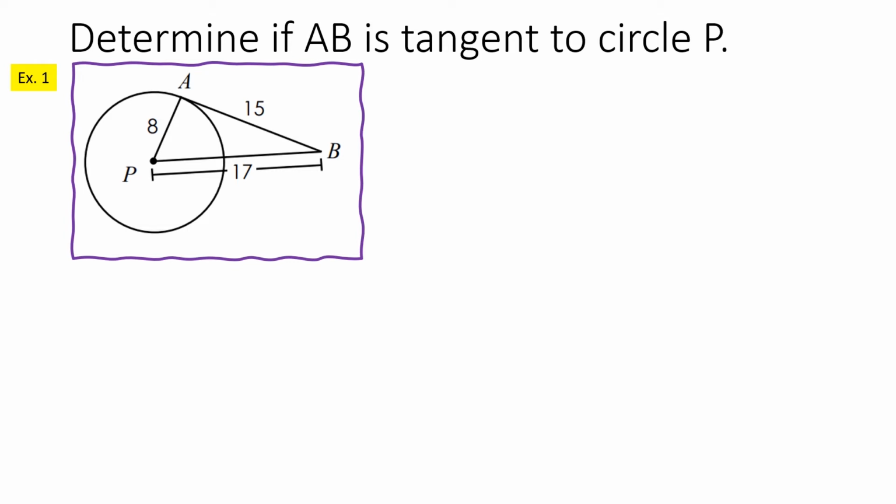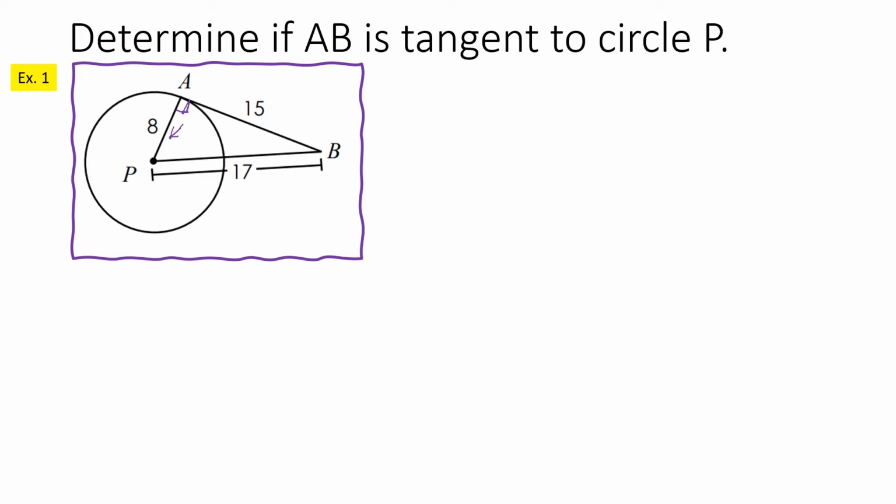And for our first example here, it says determine if AB is tangent to circle P. And the way we determine that is looking at the triangle here. We just want to see if this is a right triangle, because we know a right triangle has a right angle, and that will make this point here our point of tangency, and that will make that a right angle, and so that will make AB perpendicular to this line right here, or perpendicular to the radius.